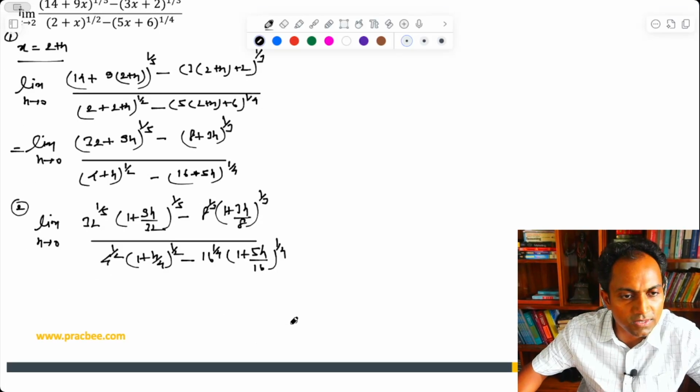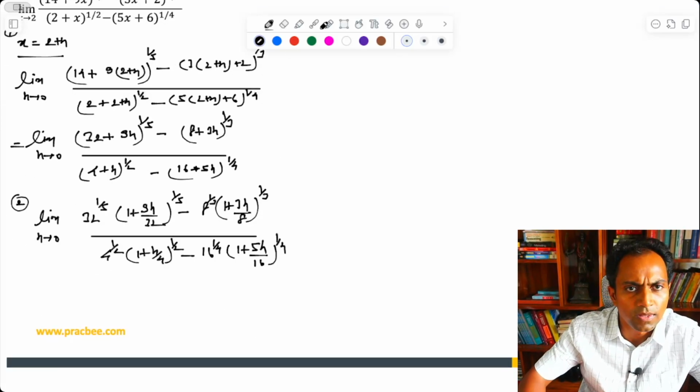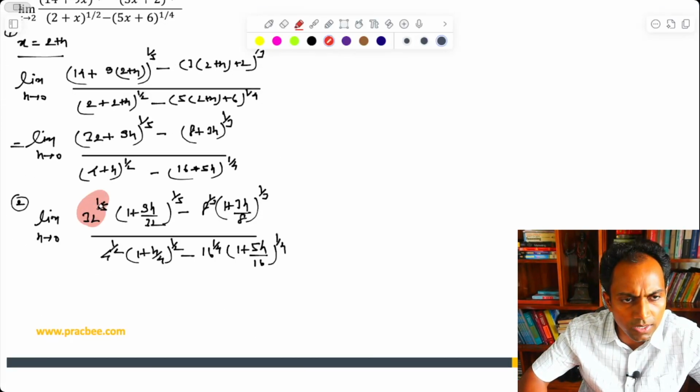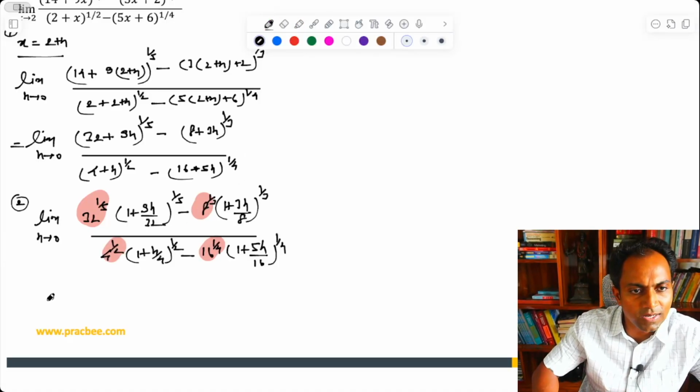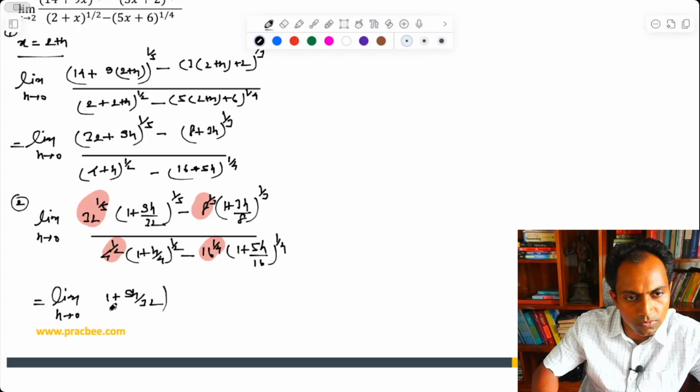Once we have this, life has become quite simpler because all of these terms are equal to 2, whether I take the first one, second one, third one or fourth one. Once you have this, this will get cancelled out. And we get a very simple form. First one becomes (1 plus 9h by 32) raised to the power 1 by 5, (1 plus 3h by 8) raised to the power 1 by 3.